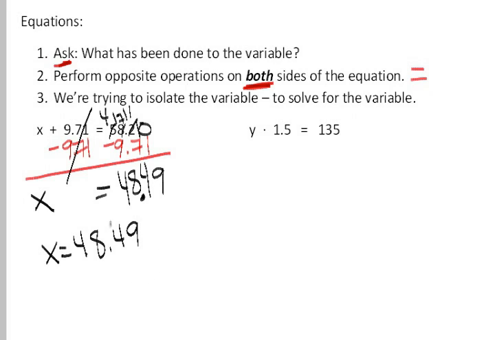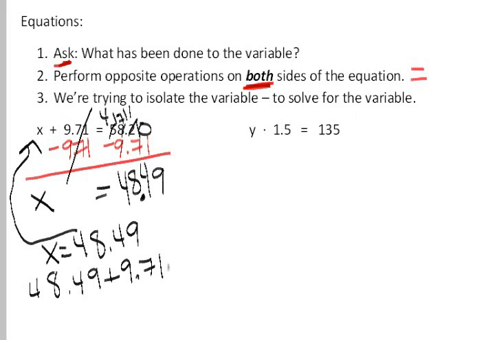And remember, with equations, we can always take our answer and substitute it back into the original equation to see if we have the correct answer. So if we add 48.49 plus 9.71, we should get 58.2. And that's the way that we can check our work.